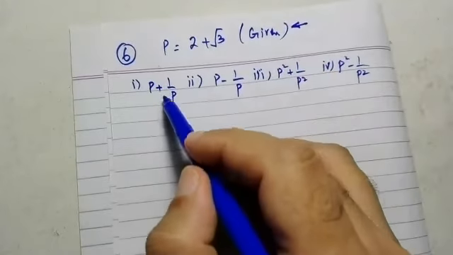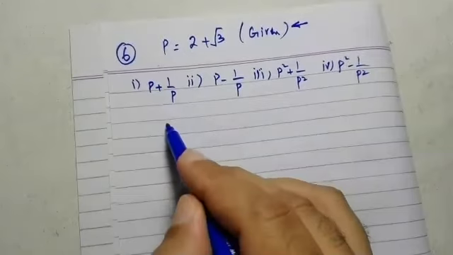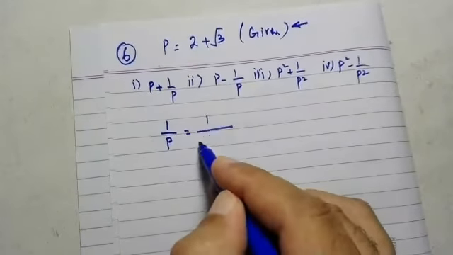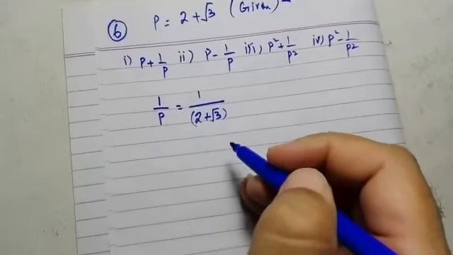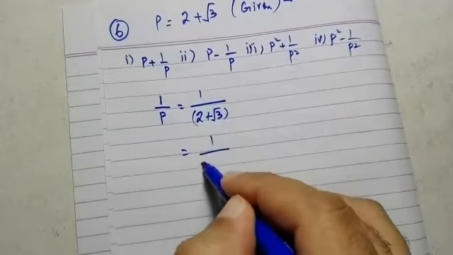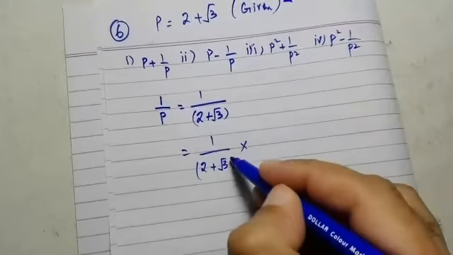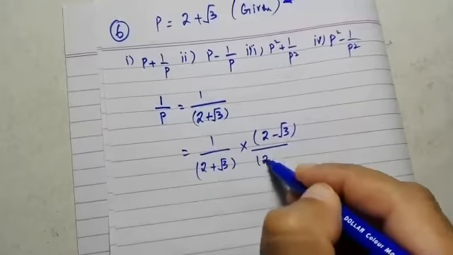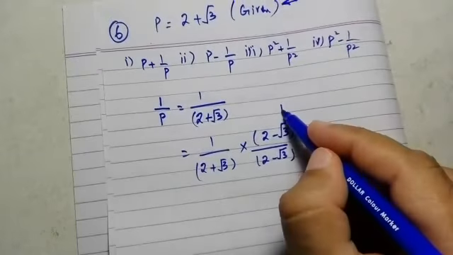You can see that if you want to find p plus 1 over p, then 1 over p is missing here. So we will start with 1 over p equals 1 over p's value, that is 2 plus under root 3. We cannot simplify it directly, so we have to rationalize for a simplified answer. Rationalization is done by multiplying with its conjugate, that is 2 minus under root 3, divided by the same term 2 minus under root 3. This is the step of rationalization.